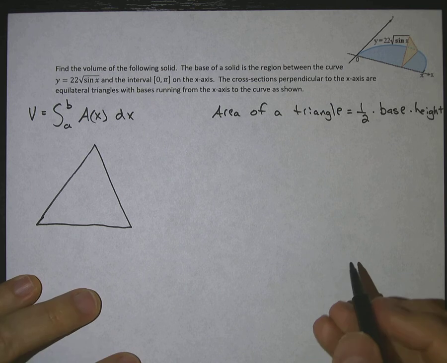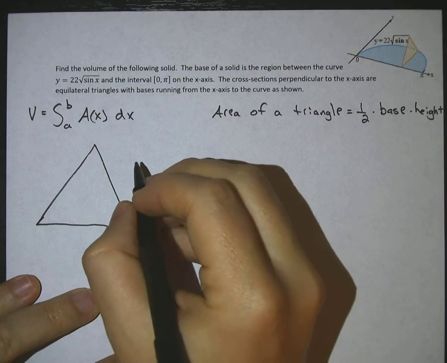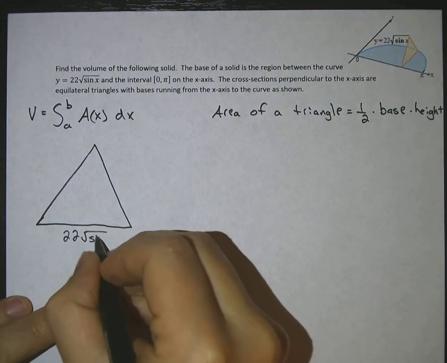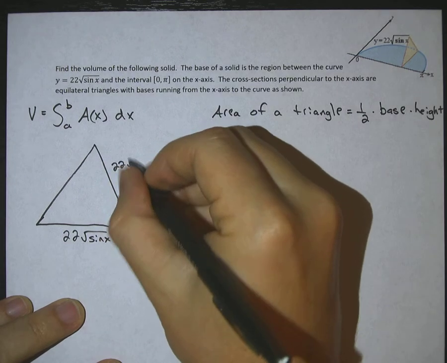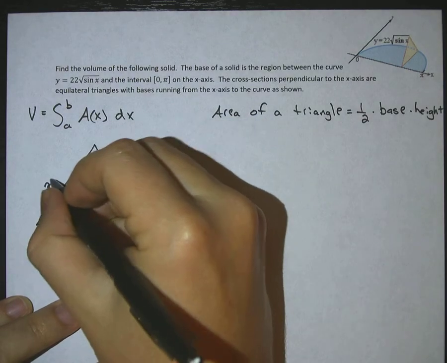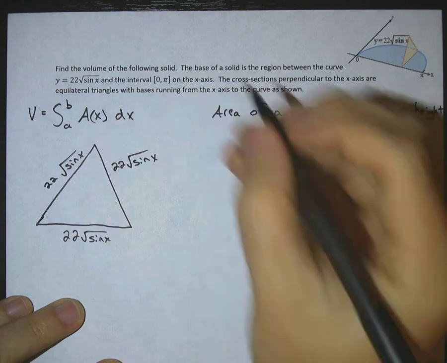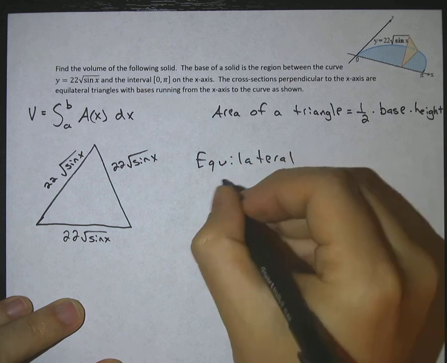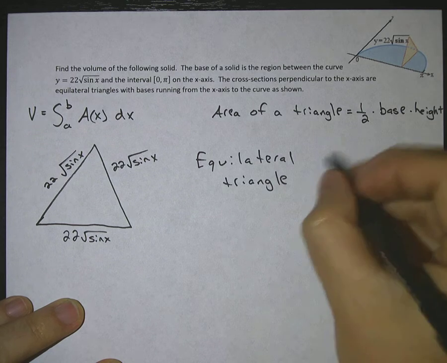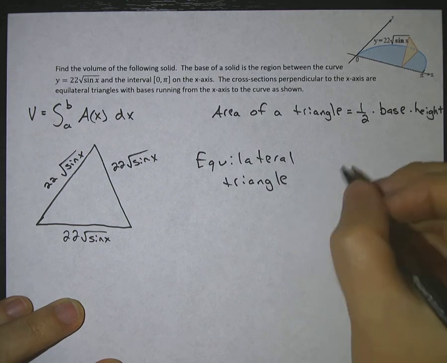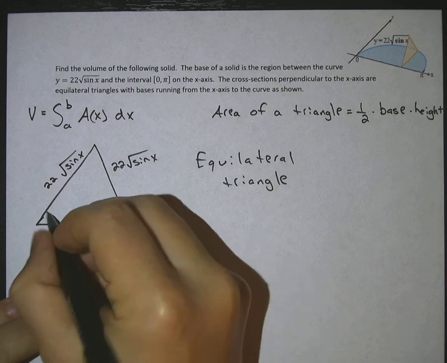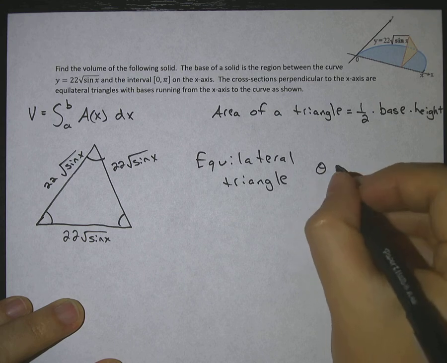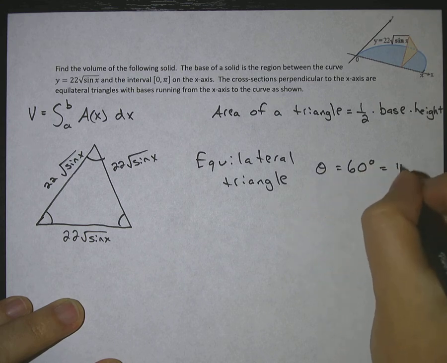Also recall that it's an equilateral triangle, so every one of these sides, including the base, is the same. So we've got 22 square root sine x on all three of these. Since it's an equilateral triangle, it also has angles that are equal. So all three of these angles have to be the same. They'd be 60, 60, 60 to add up to 180. So we'll say that they're all theta, all 60 degrees. To put it in radians, that would be pi over 3.